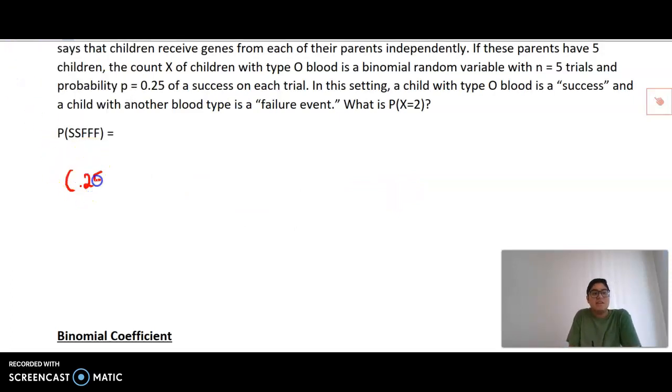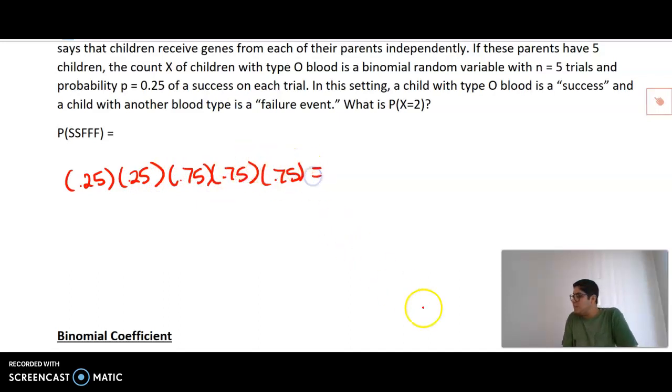So let's say I have 2 kids. That's going to give me 0.25 times 0.25. And then I'm going to have 3 kids that do not have the O blood. So I should, in theory, get a probability of about 0.0264. Now, I'm good, right? Except, no, because why else would I ask you this?